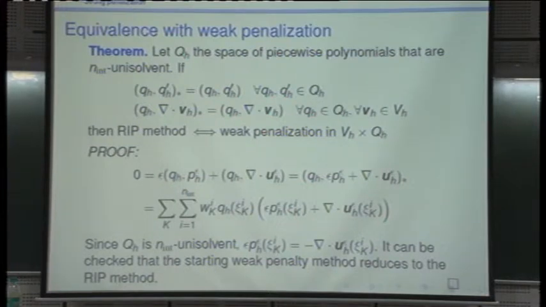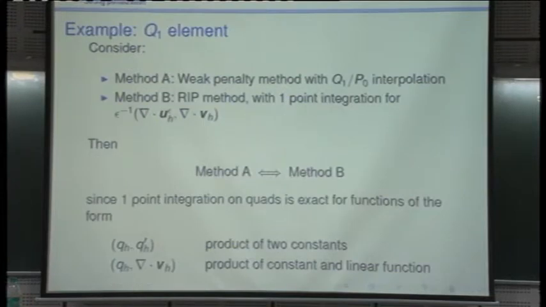Exactly equivalent to the width penalization. And that's the proof. Okay, it's not difficult. You have to use unisolvency and not much more. So that is the idea. And that was proved, that was exploited for the Q1 element, for the linear element.